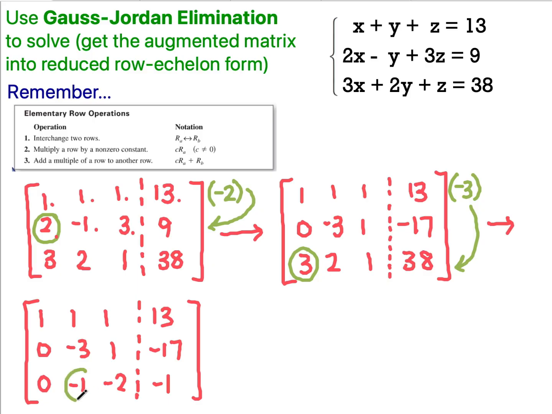Finally, I'm going to clear out this -1. If I use the top row, I know that's trouble and I'm going to screw up this 0. So I've got to use that middle row. And so I believe I will take this guy times -3 and then add that row to it. I think that's what I got to do. Top row unchanged.